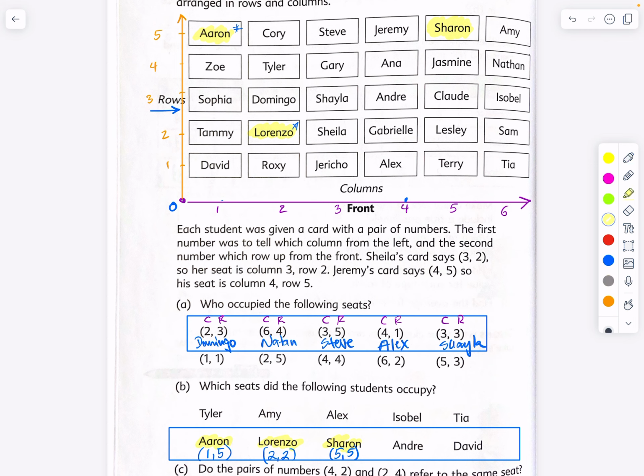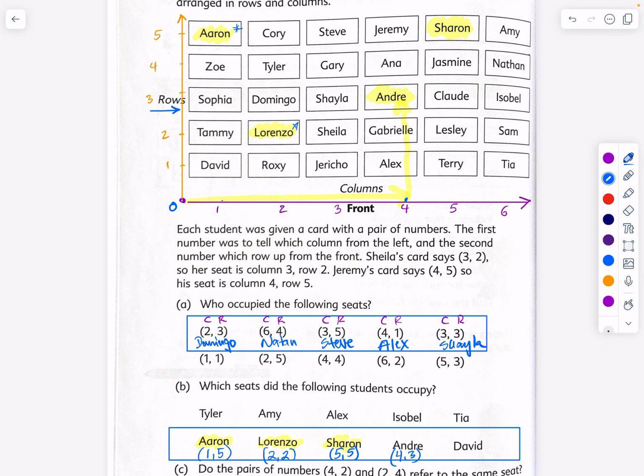Andre, where is Andre? Andre is right here. We see Andre. Where is he? We travel to the right, 4th column and 3rd row. So we're going to write 4, 3.